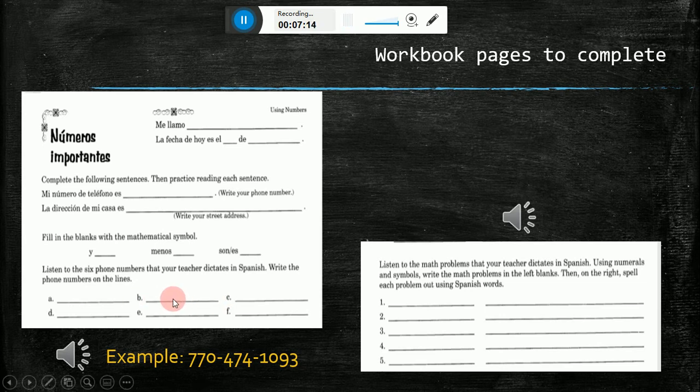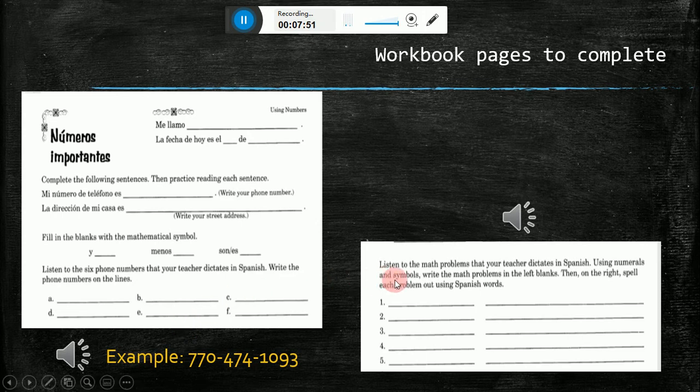For B, 770, 474, 1093. For C, 404, 298, 3212. Okay, so you will only have to complete part A, B, and C for this section.